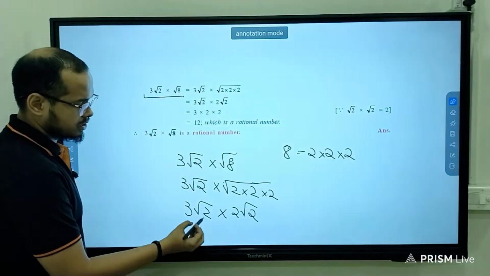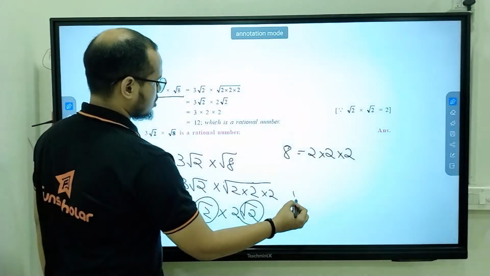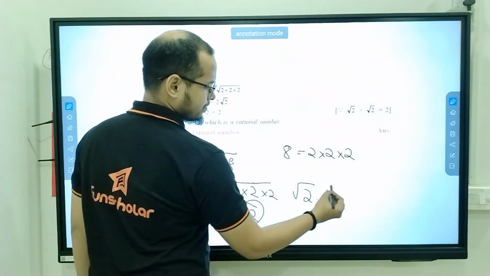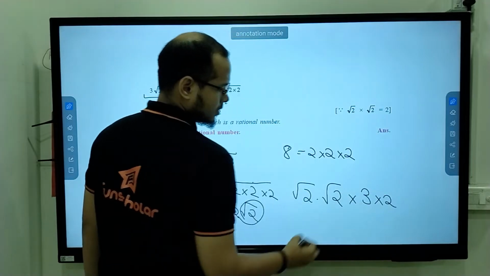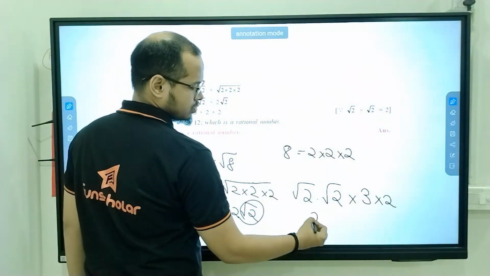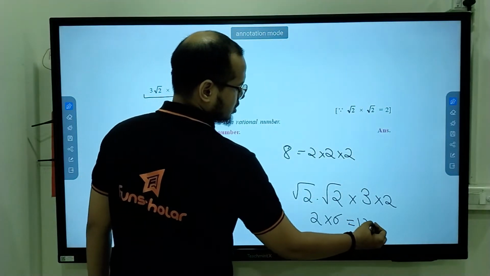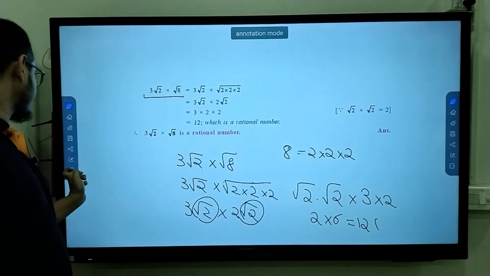Now see, root 2 and root 2 are the same, so we are taking root 2 common. So root 2 into root 2 into 3 into 2. So root 2 into root 2 is 2, into 6, giving us the answer 12, which is a rational number, not an irrational number.